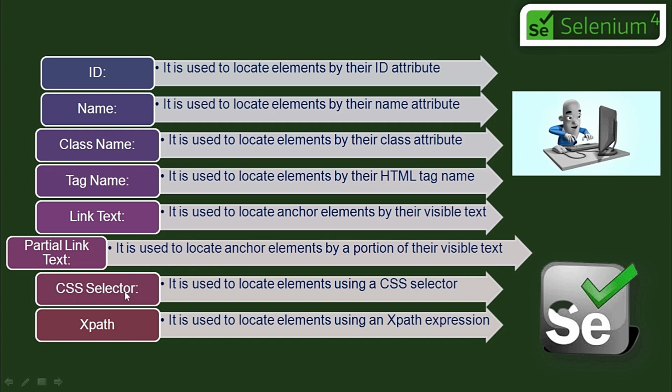Then we have the CSS selector, which is used to locate the elements by using a CSS selector. And finally we have the XPath, which is used to locate elements using XPath expressions. So these are the 8 locators which we use in the Selenium WebDriver, and these are the conditions for which locators we can use. If you have the ID attribute, name, class name, or HTML tag, you can go with those. Now, how do we use these in the Selenium WebDriver? These are what the Selenium WebDriver provides for automation testing.